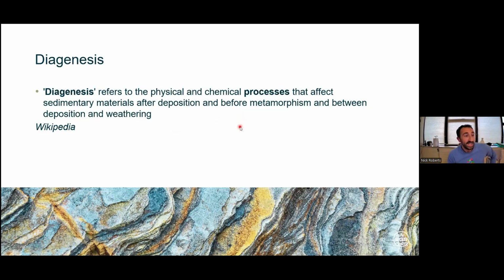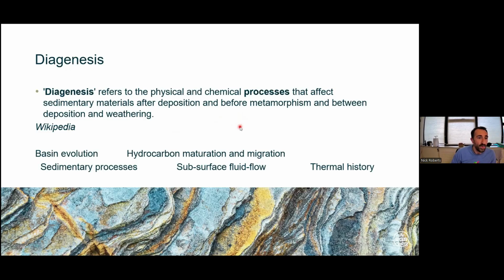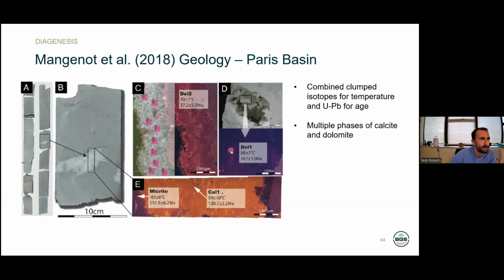Now, diagenetic carbonates have really become quite popular in the last 5 years or so. That's because they're really important for understanding what's going on in pore space, what's going on with fluids. So really useful for things like basin evolution, trying to understand hydrocarbon maturation, migration, and now, turning that on its head, carbon capture and storage.